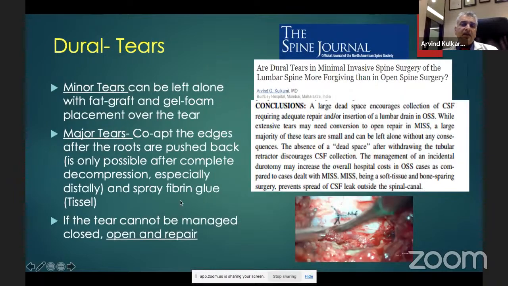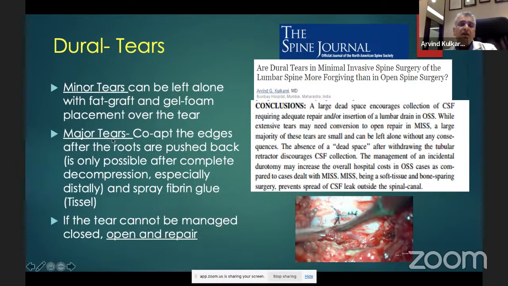So the minor tears, like a pinhole, can be left alone. You can put some fat, then place a gel foam and do a watertight closure. There is an elastic recoil of tissues, because once you remove the tube, there is hardly any dead space. The wound, the muscles, soft tissues approximate, and you take a watertight skin closure. Usually it doesn't trouble you.